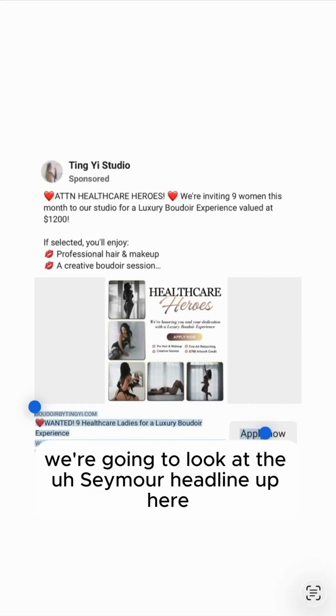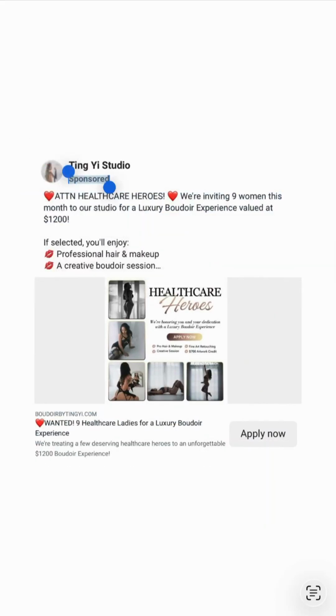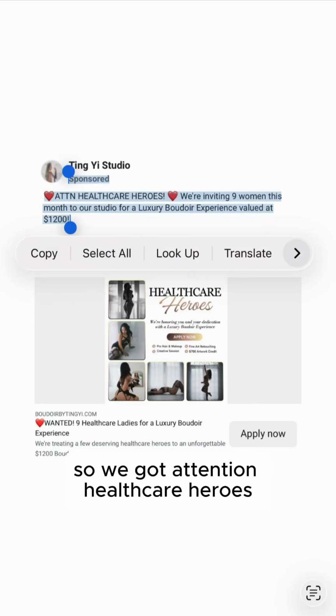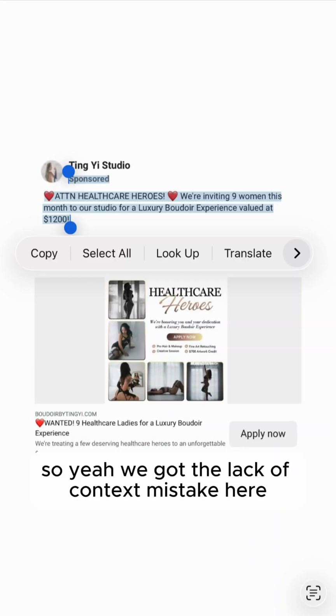And finally, we're going to look at the headline up here, the first 2 3/4 lines, Facebook newsfeed mobile. And let's see. So we've got "Attention healthcare heroes, who invite 9 women this month to our studio for a luxury boudoir experience valued at $1,200." All right. So we only got 2 relevant context points here. So yeah, we've got the lack of context mistake here.